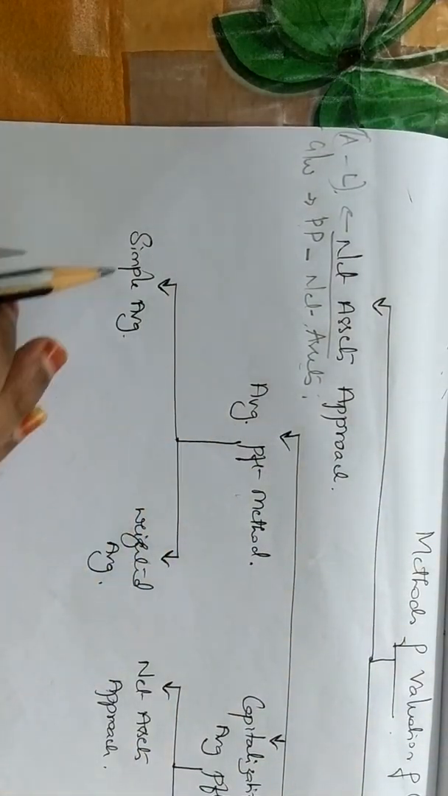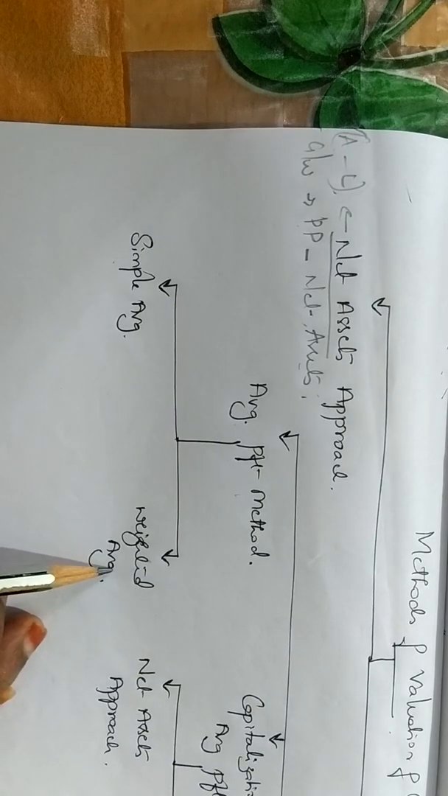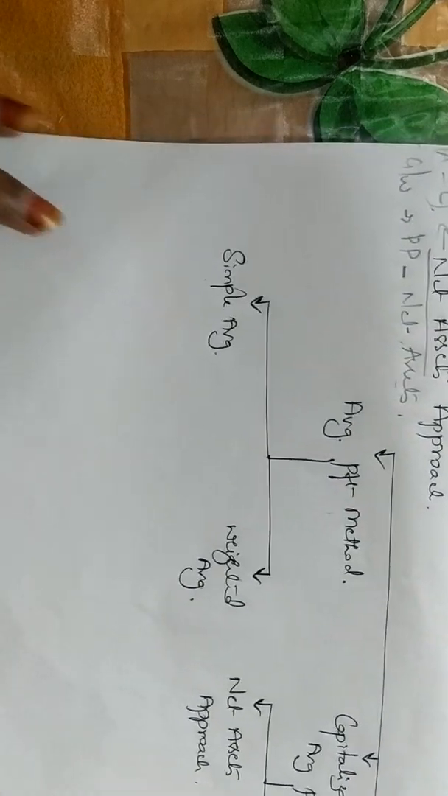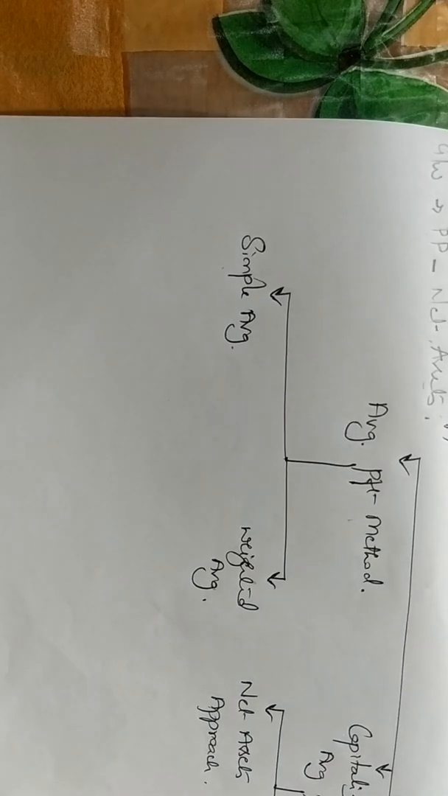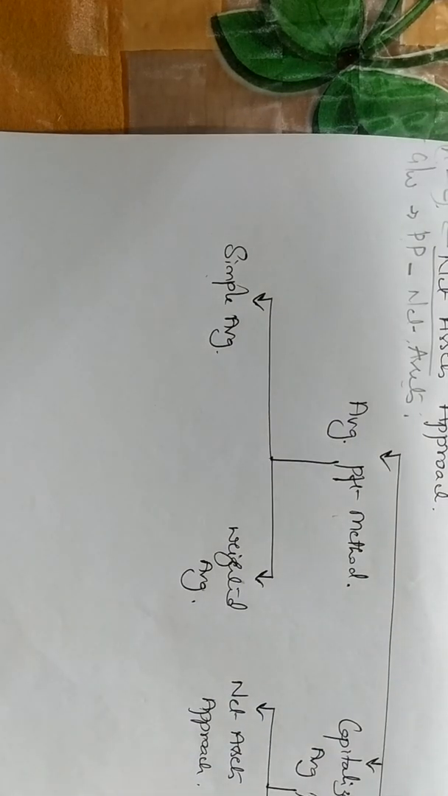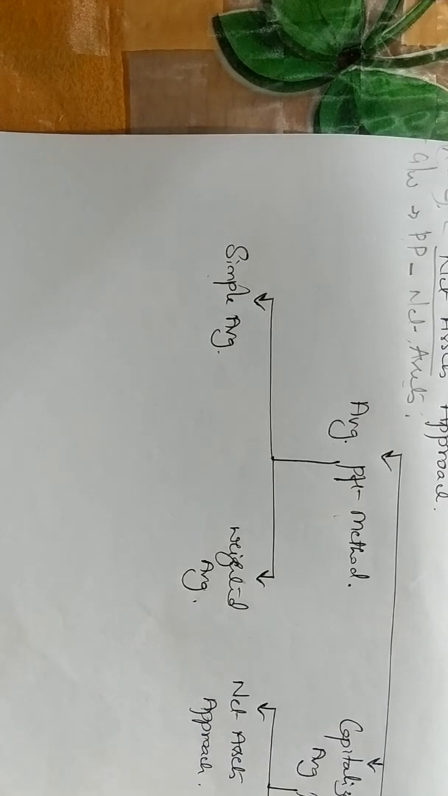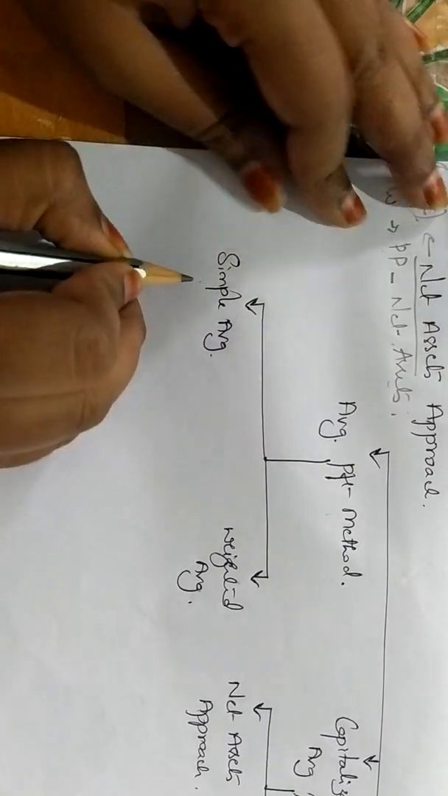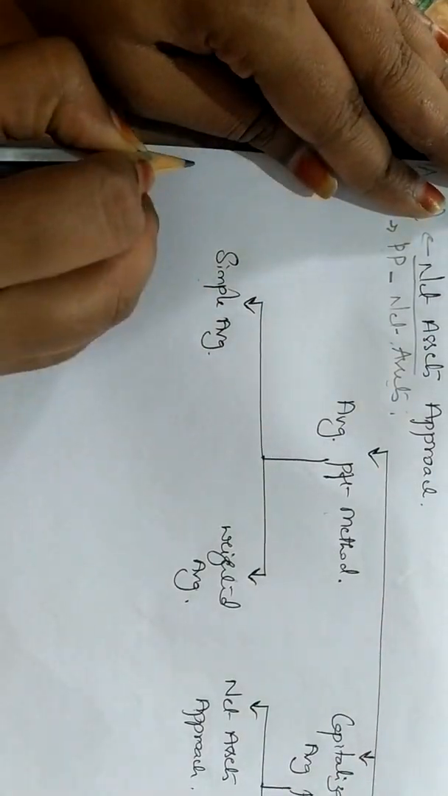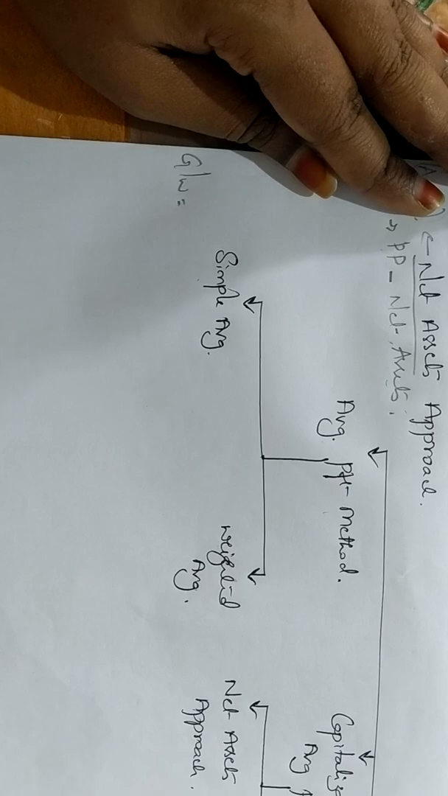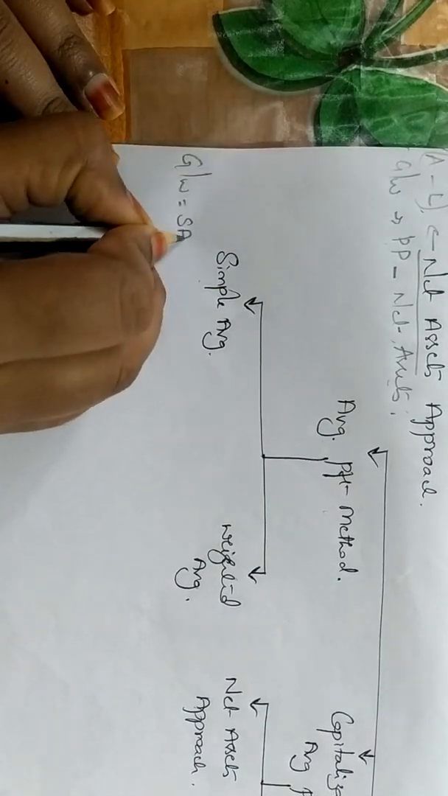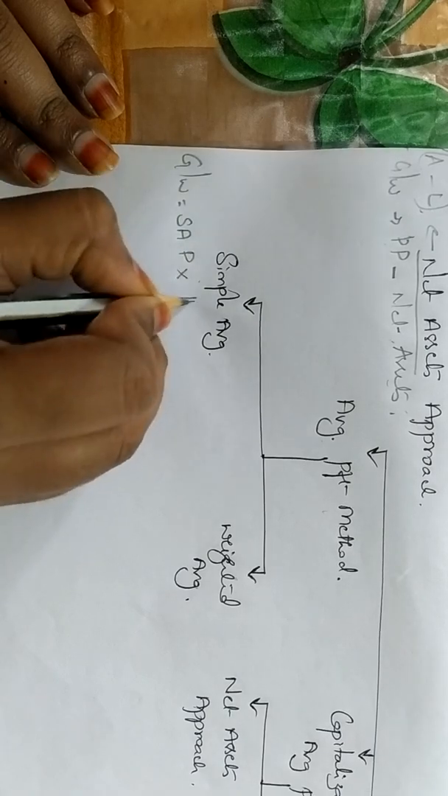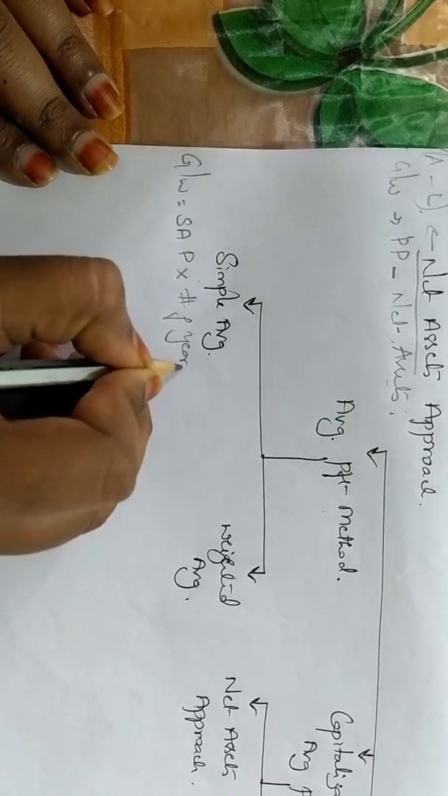Under average profit, we have simple average and weighted average. First, I'll tell you the formula for simple average and then I'll explain what exactly simple average is, so that it becomes easy for your understanding. In all these methods you're supposed to calculate your goodwill only. So I'm just writing the goodwill formula here. The value of goodwill under simple average is given by simple average profit into number of years purchase.